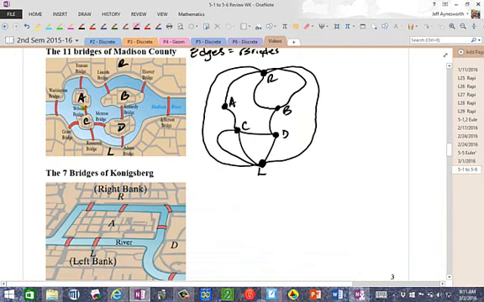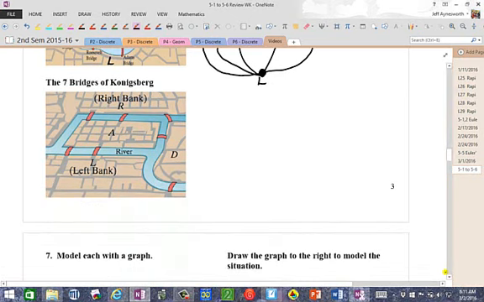Okay? That's not part of this problem. It just says model. Now here we're going to call the right bank, we're going to give that a point, represent the right bank, left bank. This vertex here represents the left bank, and then landmass D here represents, or this vertex represents that, and then the island, of course, is represented by this vertex. So we can go across here, here, here, here, here, here, or here.